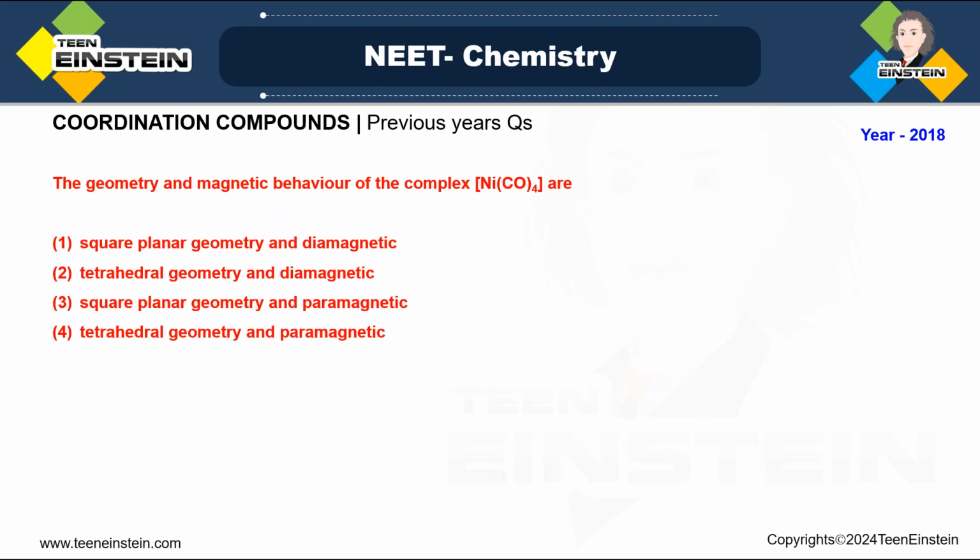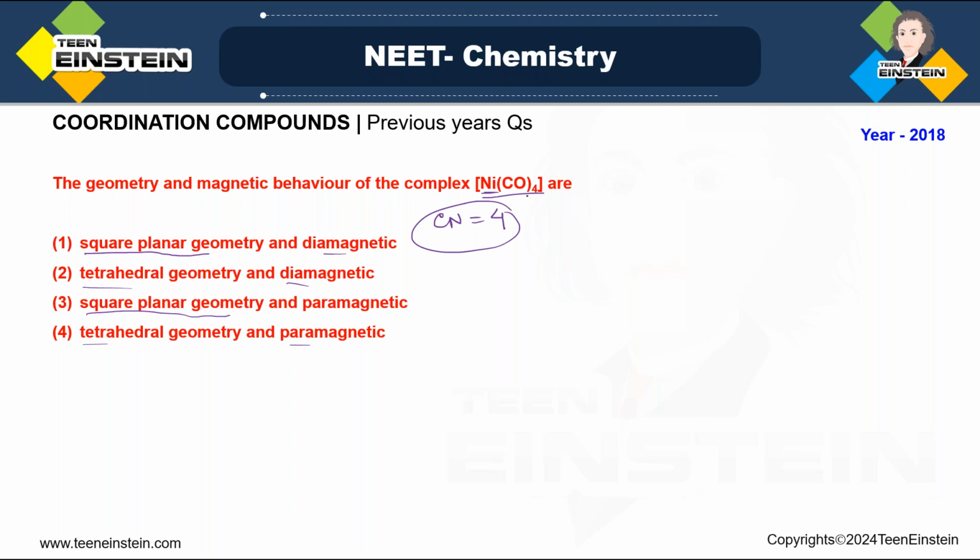Geometry and magnetic behavior of the complex Ni(CO)4, that means nickel tetracarbonyl. So here option 1 is saying it is square planar, 3 is also saying it is square planar, only the difference is dia-para. Option 2 is saying it is tetrahedral, 4 is also saying it is tetrahedral, only the difference is dia and para. Now square planar and tetrahedral, in both cases the coordination number is 4. So how will you understand it? To understand it, you have to look at the electronic configuration of nickel.